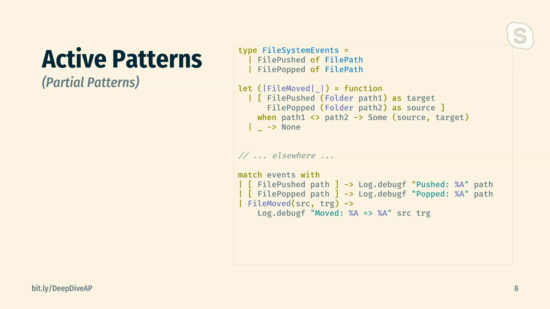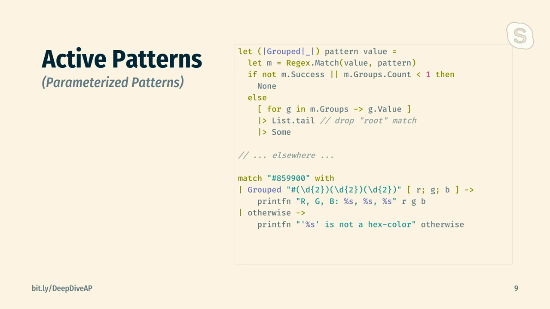Honestly, if we look at the three we've looked at so far, single case total patterns I tend to use regularly, but you don't see them in the wild as much as you would think. Multi-case total patterns, really obvious use cases for them. Partial active patterns, really, really powerful, come up quite a lot, really quite useful. Good juju. Going one step further, you can have parameterized patterns.